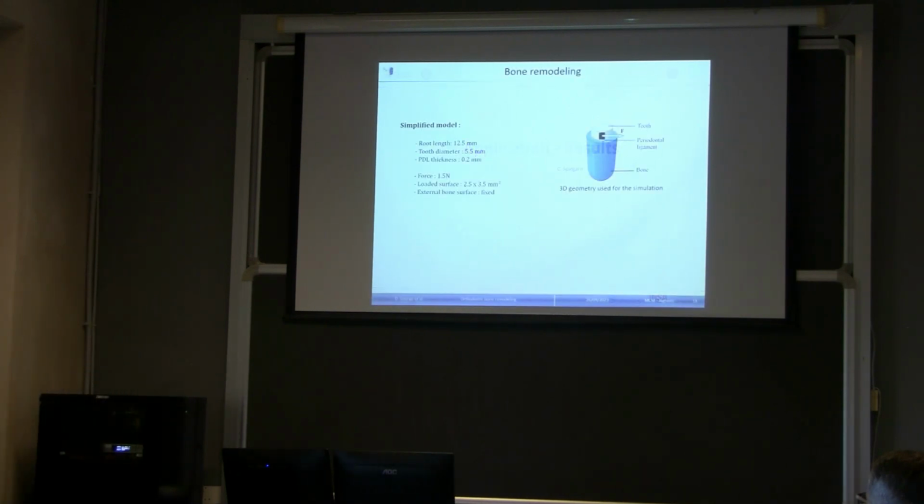So we work on a very simple example, which you see here, the geometry. We apply a force on the side of the tooth, which is in white here, and the bone is in blue, and we have the PDL, which is here at the interface between the tooth and the bone. The root length is 12 mm, the tooth diameter is 5 mm, and the PDL thickness is 200 microns. And we apply a force of 1.5 newtons.